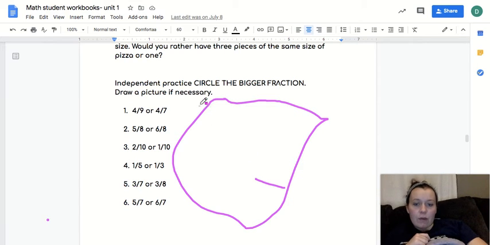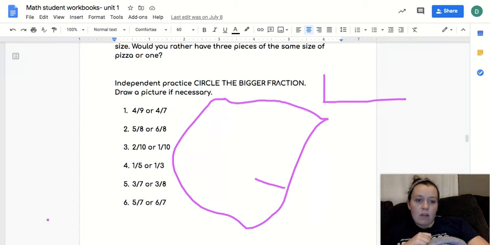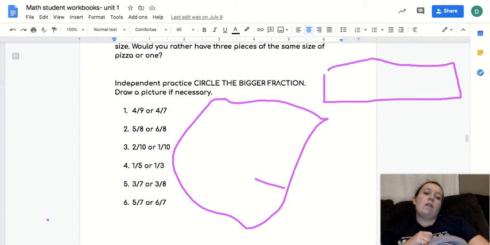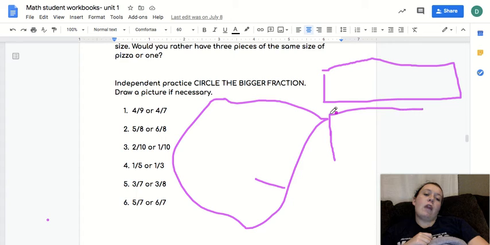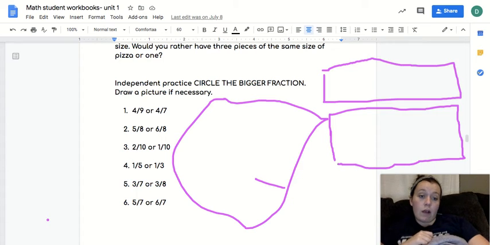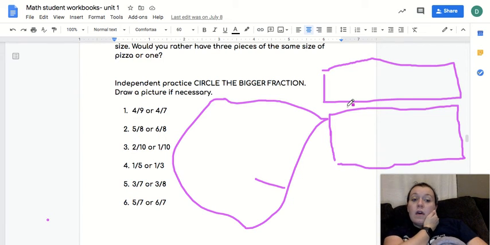Okay, so the first one is 4/9 or 4/7. So those, I'm going to try and draw fraction bars of the same size. The reason I'm going to do that and I'm going to stack them is because then it's easier for me to compare them. So the top one's going to be 4/9, and then the bottom one is 4/7, and I'm drawing on a computer, so it's really, really hard. So ignore how bad my drawing is. Just please pretend that they're equal for the sake of everything.